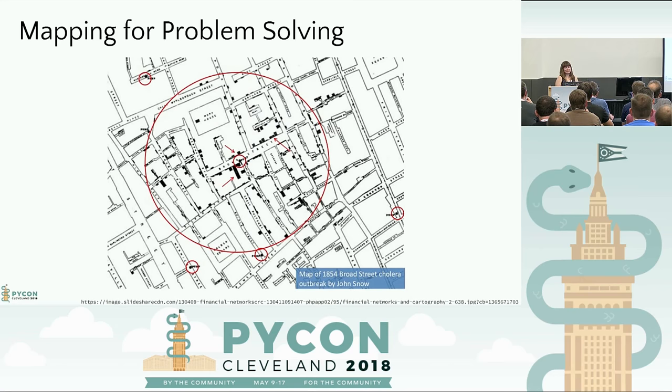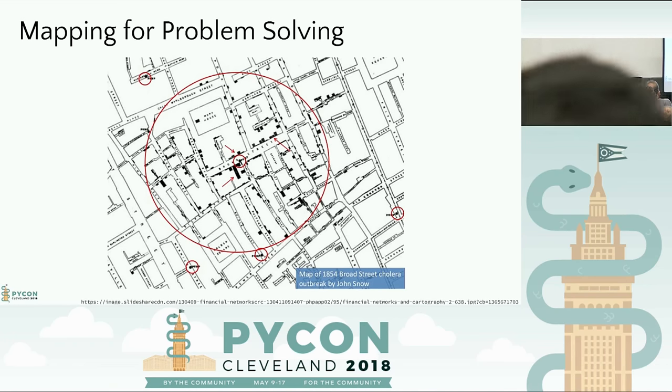The first instance we know of this is in London in 1854, a doctor named John Snow. This was before the Game of Thrones, John Snow, I guess. He had a cholera outbreak in his area, and at the time they didn't know how cholera was spread. They thought it was spread by breathing in bad air, but it's actually caused by contaminated drinking water.